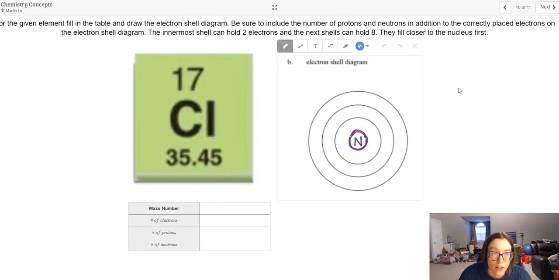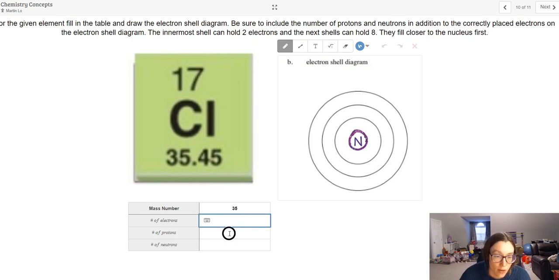All right, so now we have chlorine. We're going to do the same thing. When we round this, we can either round it down to 35 or up to 36. It's a little lower, so I'm going to round it to 35. You should be able to do the calculations either way. It'll just change the number of neutrons.